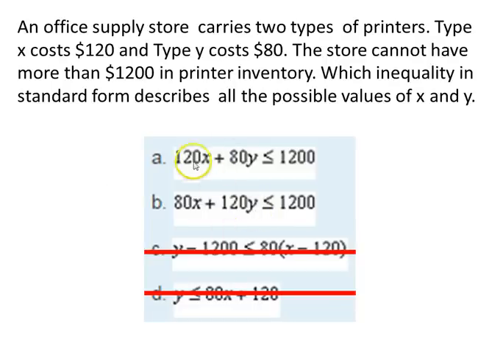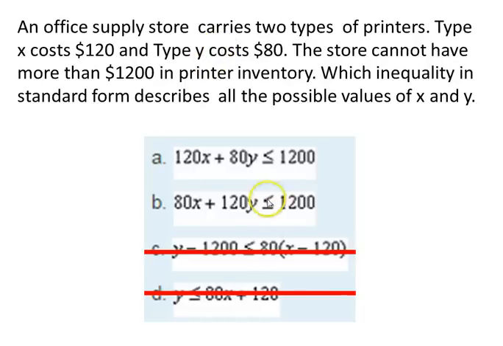And both of these are in standard form. We have AX, some number times X, plus some number times Y is equal to some constant number. Both of these are in standard form. So now we have to look at the values we're given. Type X is $120. So however many copies we make with type X, we're going to have to pay $120 for each. So we're going to take that value and multiply it by $120. And similarly, type Y costs $80. So however many copies we make with type Y, we're going to multiply by 80.